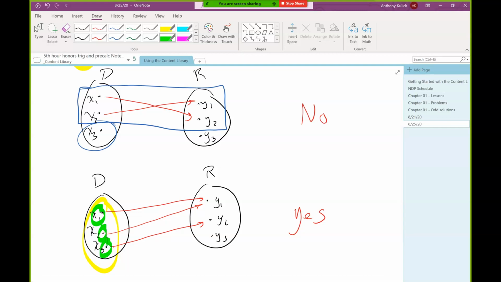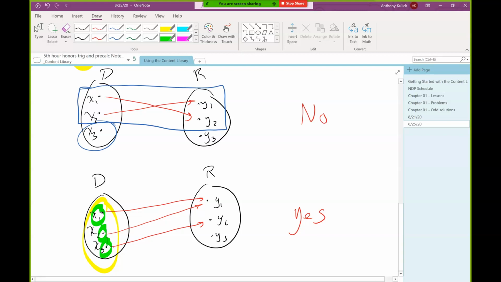Does it matter that some of them go to the same location? No, not in terms of whether it's a function or not. Now, a function where each x goes to a unique y has a special name. That kind of function is called one-to-one. You might have talked about that last year when you talked about inverses.